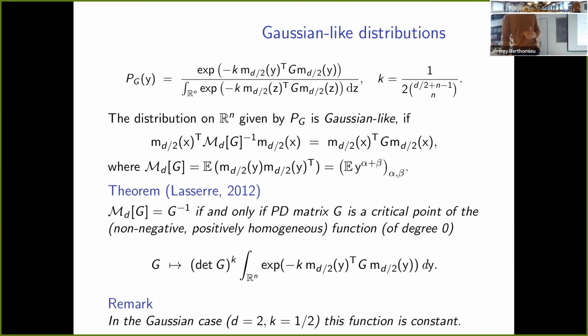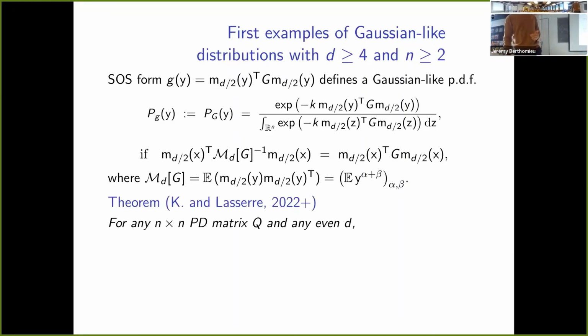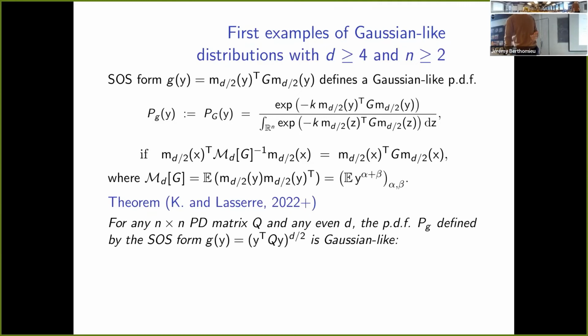So this was the characterization given by Jean Bernard, and beyond the trivial Gaussian case, no examples of Gaussian-like distributions were known. The purpose of this talk is to give first examples in any degree and any number of variables. These examples look quite silly. You take a sum of squares form which is just a power of the quadratic form. You take the quadratic form, which corresponds to a small matrix, and take the appropriate power of it. Then we prove that this has Gaussian-like behavior.